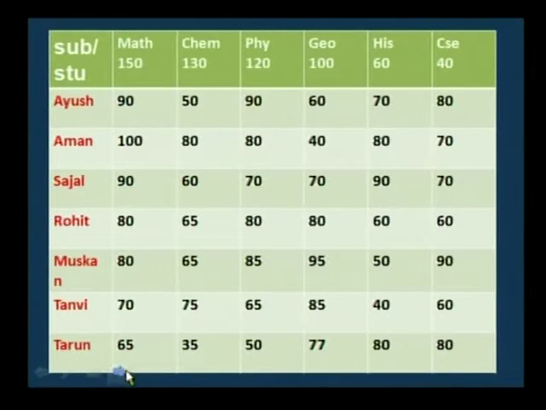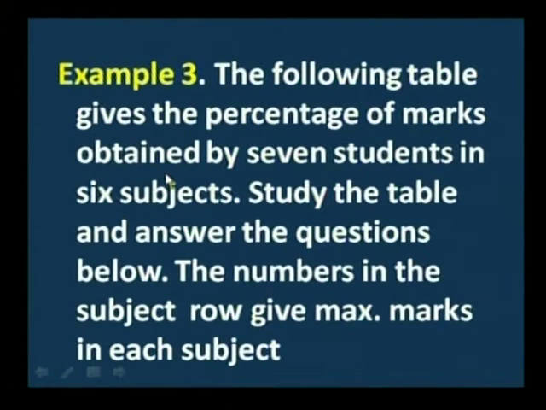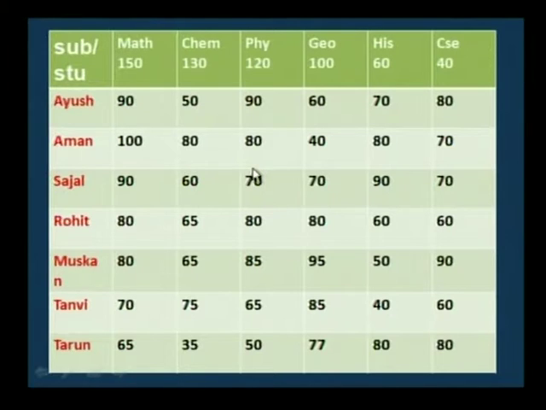marks obtained by these students. That is, first I am reading out the marks obtained. These are the percentage of marks obtained. You should read the table carefully. The data says that the following gives the percentage of marks obtained. This is where you will have to be very careful. These are the percentages, not out of 150, these are the percentages, 90%.